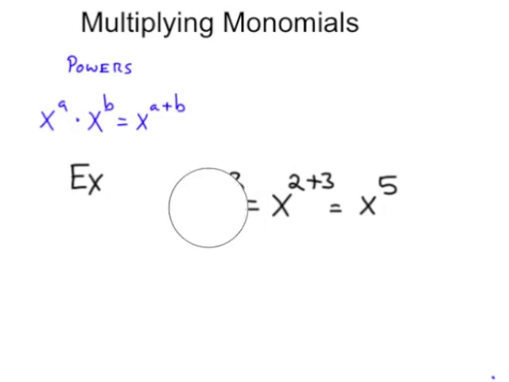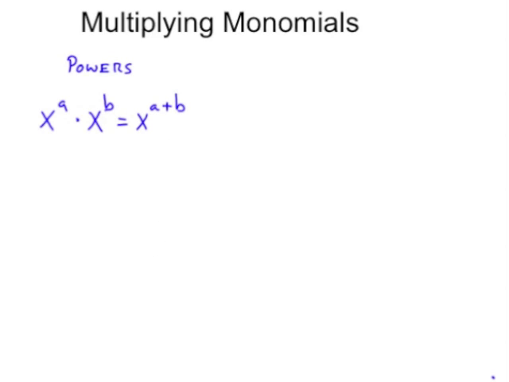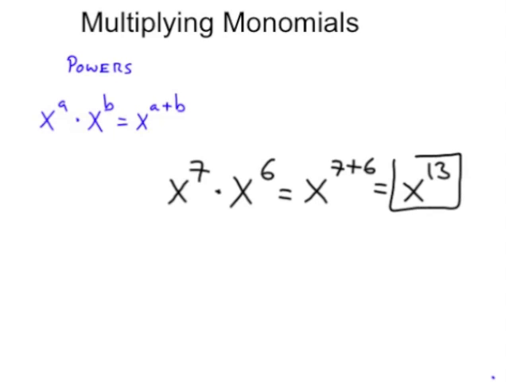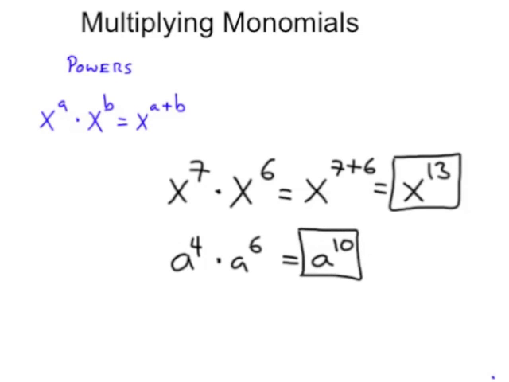So let's have a look at a few examples. Hopefully you'll understand this a little better. Suppose I have x to the power of 7 times x to the power of 6. Well, my result would be x to the power of 7 plus 6, which is x to the power of 13. I told you this was easy. Let's try another one. 8 to the power of 4 times 8 to the power of 6 would be equal to 8 to the power of, very good, you guessed it, 10. 4 plus 6 being 10.